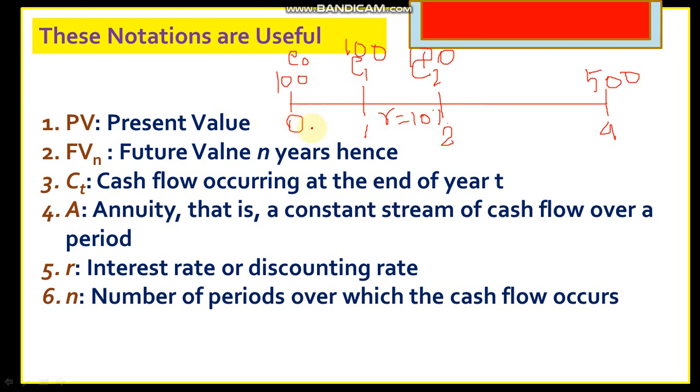When I'm calculating the future value, I call this return the compounding rate. When I'm calculating from future value to present value, I call this return the discounting rate. So that is the difference. This 10% can be both a compounding rate as well as a discounting rate. If I'm calculating the future value, I should call it a compounding rate. If I'm calculating present value, I should call it a discounting rate.